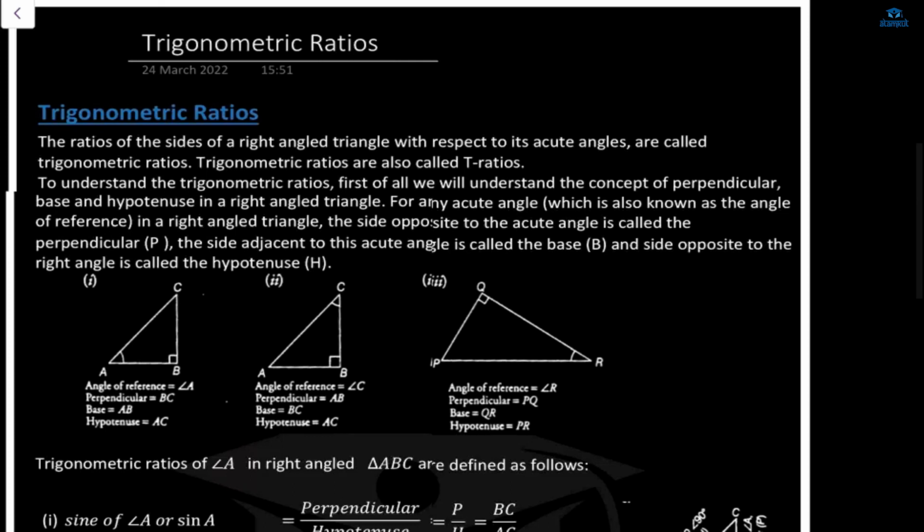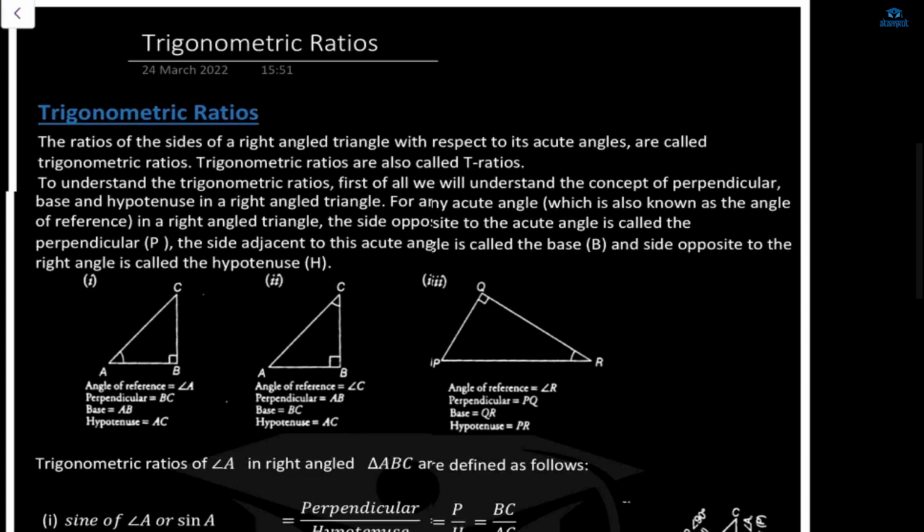Trigonometry is one of the important chapters in your class 10, and it is going to be covered in your 11th and 12th also. Right now in class 10th, we will just be studying the basics of trigonometry: the trigonometric ratios and some basic formulas.